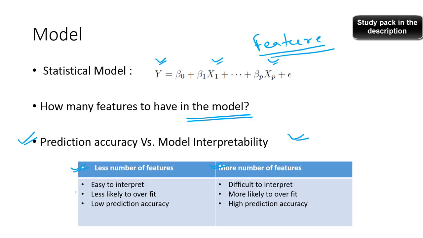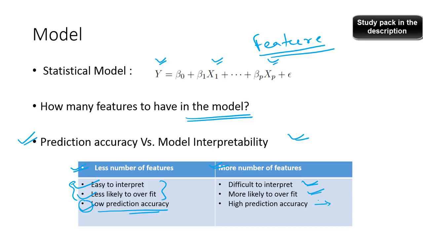If you have fewer features, it's easy to interpret and less likely to overfit, but the prediction accuracy is low. The first two are the pros, and the third one is the con. If you have more features, you will have difficulty interpreting, and that's a demerit. Then it's more likely to overfit, which is again a bad thing. But we are likely to have high prediction accuracy, and that's a good thing.